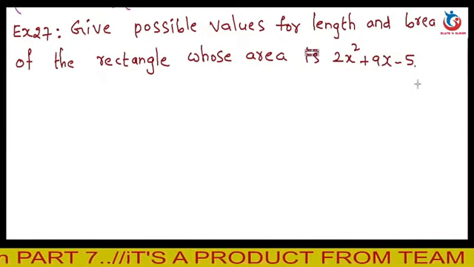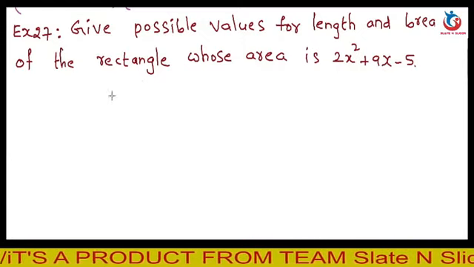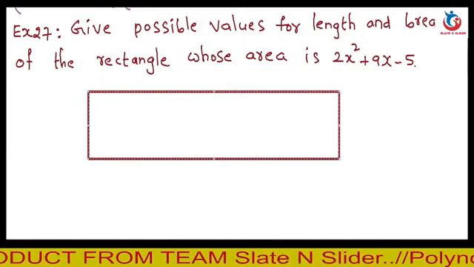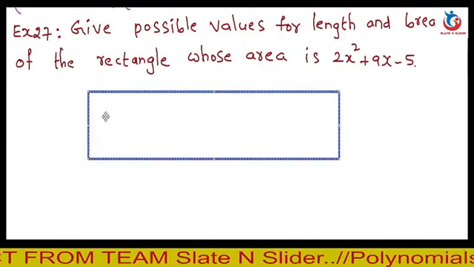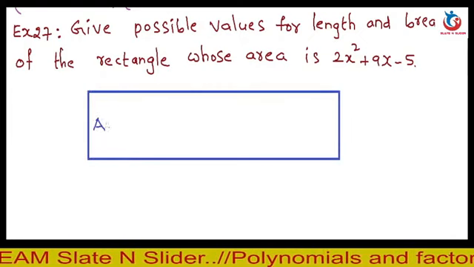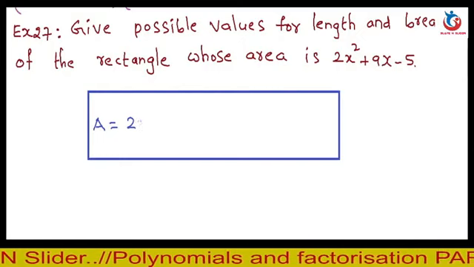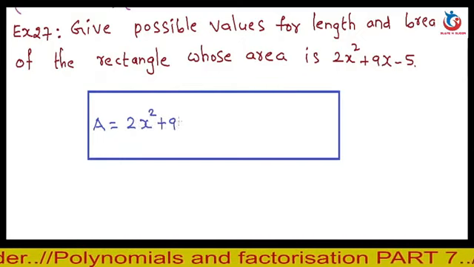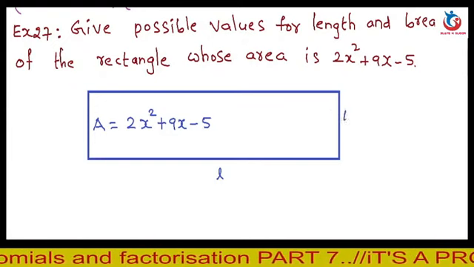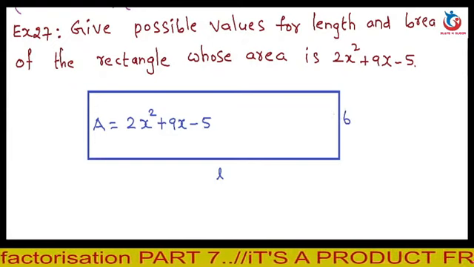First of all, in the question itself, it is given as rectangle. So we have to draw a rectangle first. After drawing the rectangle, write its area. Its area is A is equal to 2x square plus 9x minus 5, and it is the length, it is the breadth. So we can write the area.